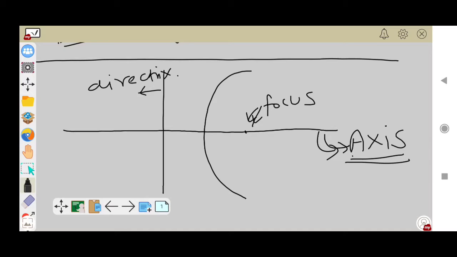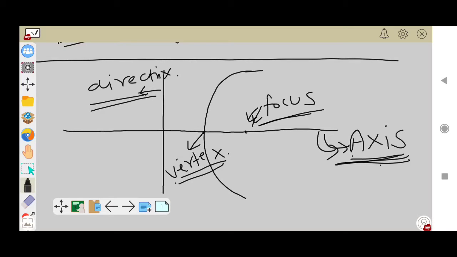Now what is the vertex of a parabola? The vertex is where the axis and the parabola cut. The point of intersection between the axis and the parabola is called the vertex of the parabola. This is the directrix, this is the focus, this is the axis of the parabola, and this is the vertex.